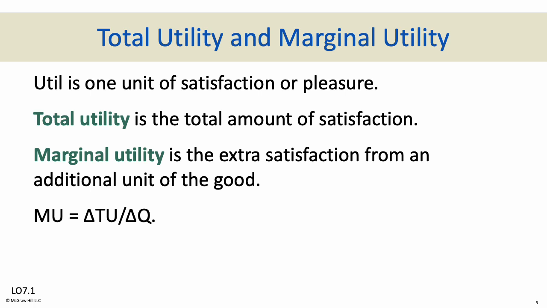So marginal utility is simply the change, or delta, which means the delta sign means change. You may have encountered that before in a science class. That means change. So what marginal utility is, it's the change in total utility divided by the change in quantity. And it can be very large or it can be very small. It can even be negative.